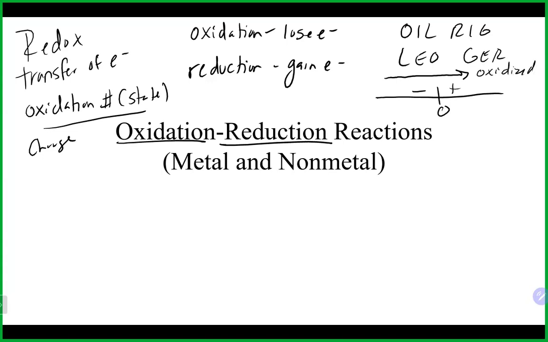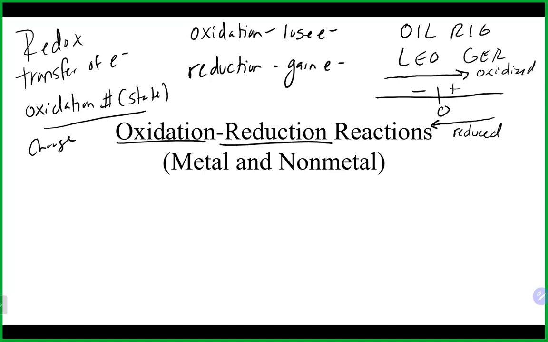Now, if somebody's gaining electrons, they're going to become more negative. So if you compare the left-hand side to the right-hand side, and you're moving this way on the number line towards the negative side, then that guy got reduced, or went through reduction.